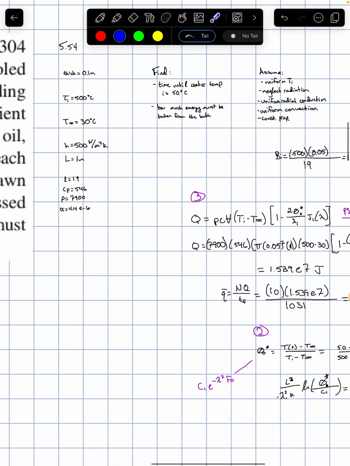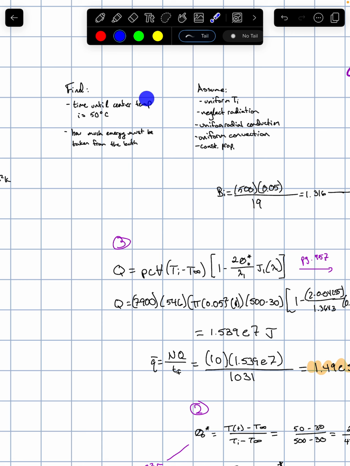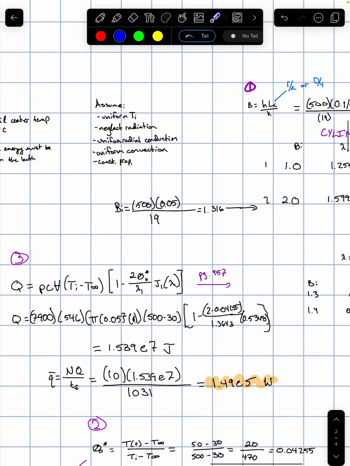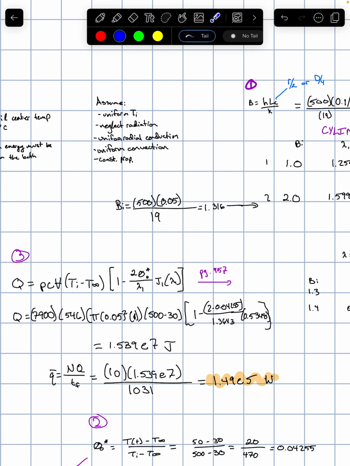So just recording some of the givens that we should take note of: temperatures, properties of the material and the rods themselves. We know what we need to find: the time until the center is 50 degrees, and how much energy needs to be taken from the bath. And then for our assumptions, we have a uniform initial temperature. We're going to neglect radiation. We have uniform radial conduction, uniform convection, and constant properties.